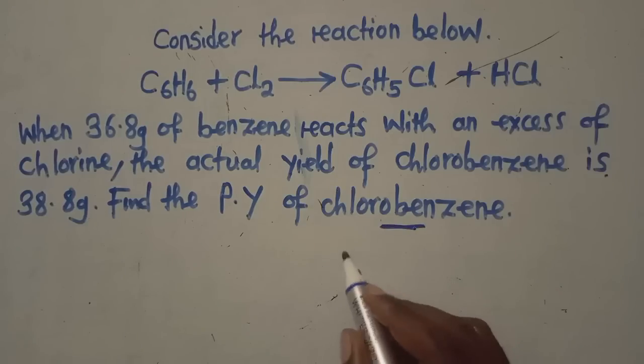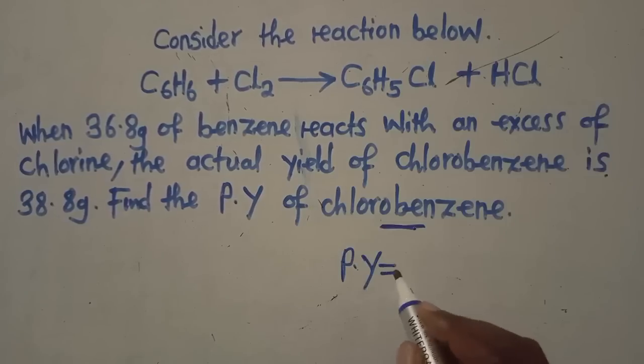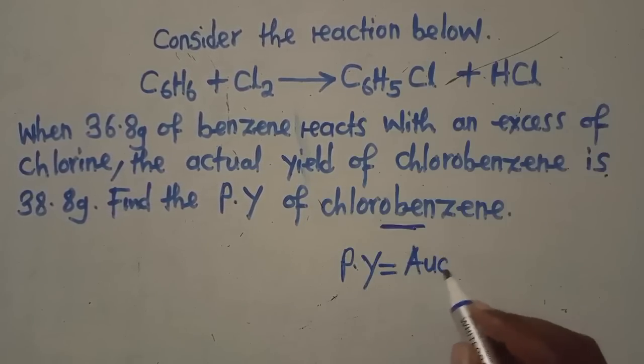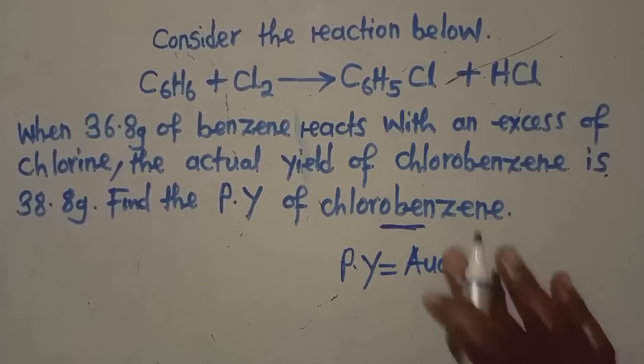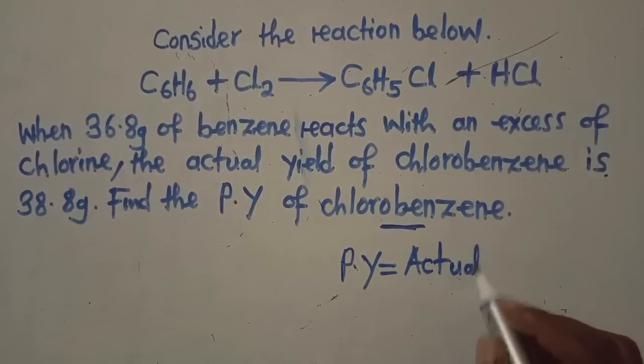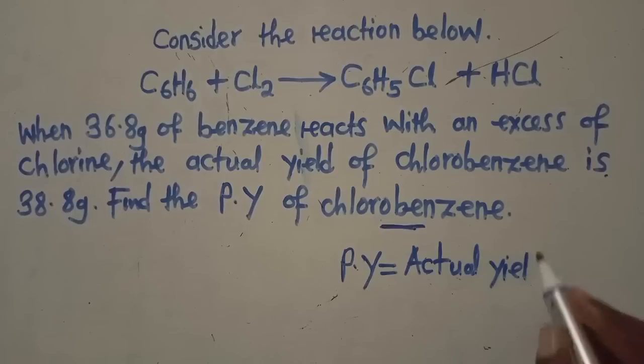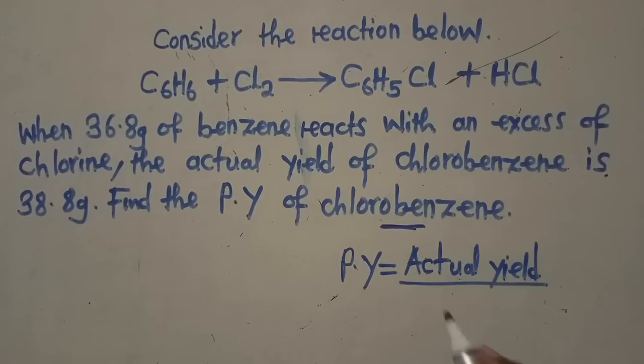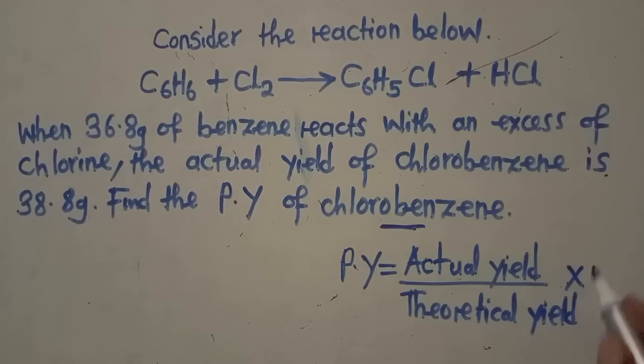So here you write the formula. Percentage yield is equal to actual yield over theoretical yield, times 100%. You know that this is a particular formula you are supposed to use. Theoretical means the one that you are going to calculate.